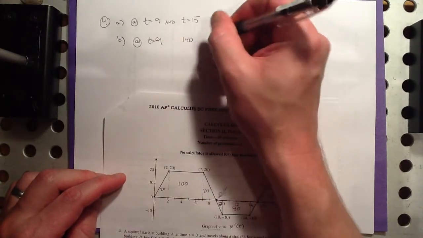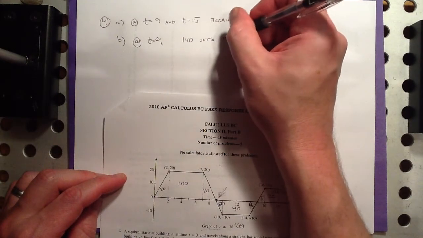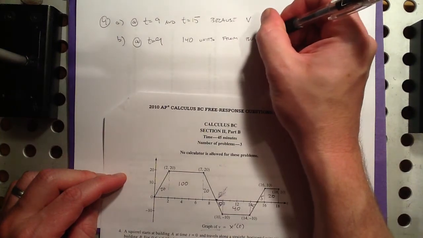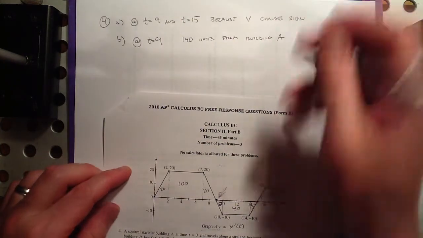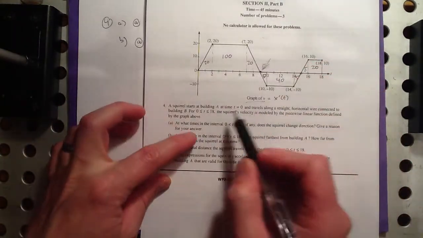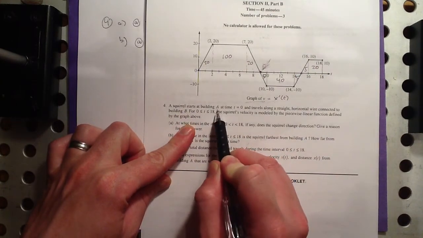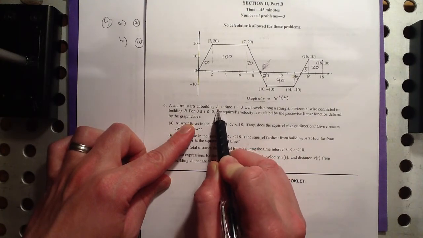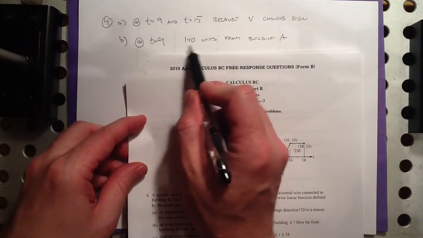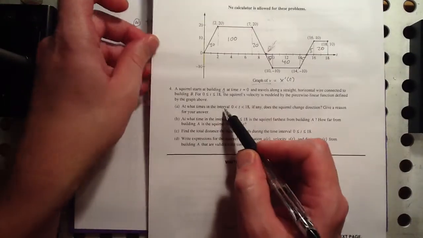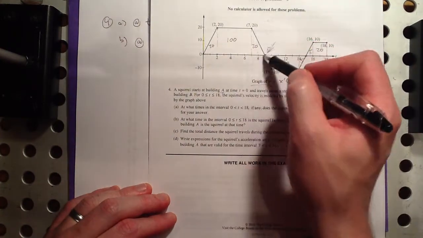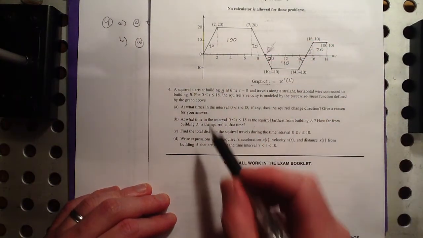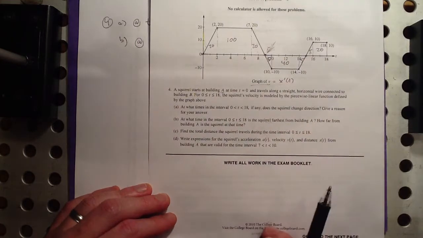So 140 units from building A. And just a note there, it was just 140 because the squirrel started at building A. In other words, the squirrel's initial position was 0. If it had been something else, then we would have had to add that to the 140. But since the squirrel started at 0, the 140 displacement is where we are. That's actually the position too. It's 140 plus the 0 where we started.